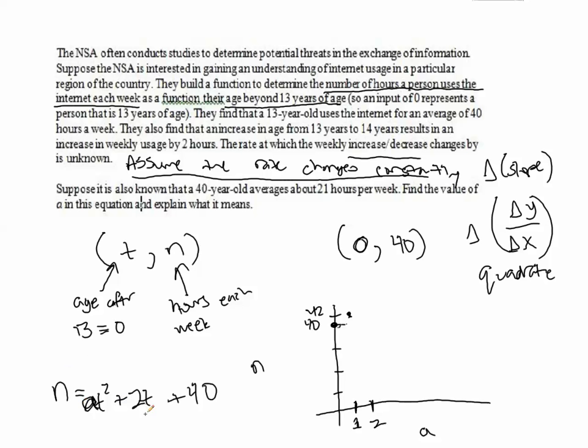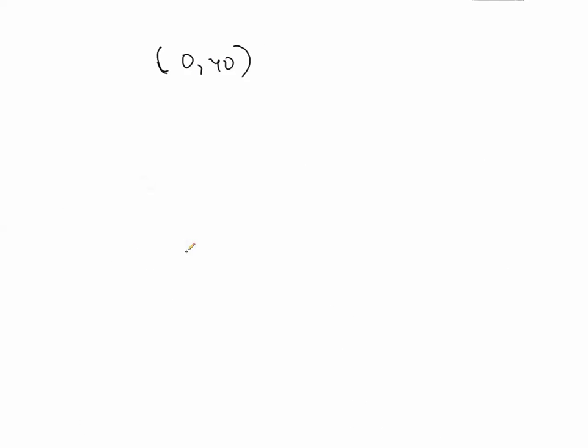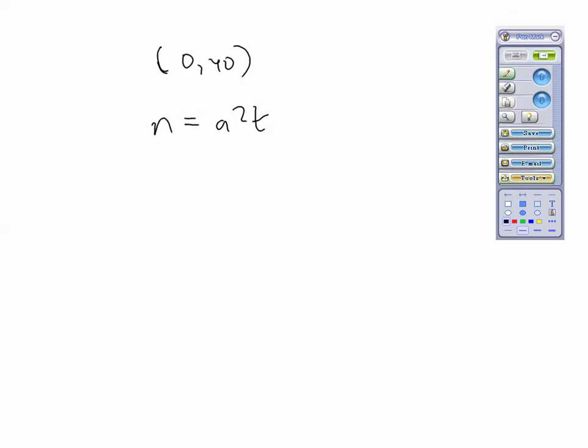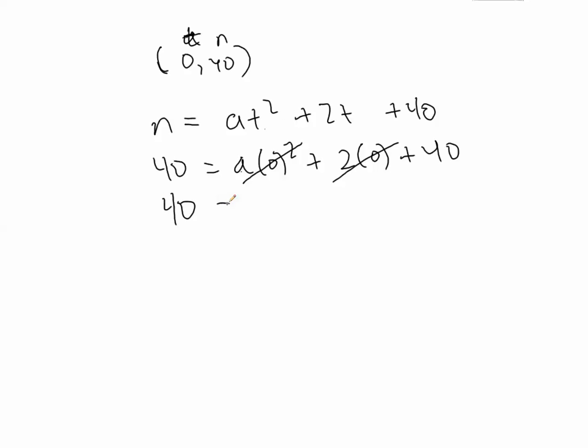So in order to complete this model, I need to know what half the change in the rate of change is. Well, anytime I'm given more information about this, I can plug in values or an ordered pair for t and n, and I can solve for what a has to be. So you might say, oh, I can solve for that because I know that (0, 40) is on the graph. And if that's the case, then I know that n equals a t squared plus 2t plus 40, so I should be able to plug in 40 for n and 0 for t. But here's the problem. Guess what ends up happening? Well, a times 0 squared is 0, 2 times 0 is 0, so all I get left with is 40 equals 40. Well, that didn't help me solve for the constant.